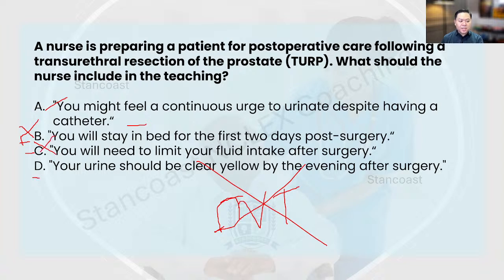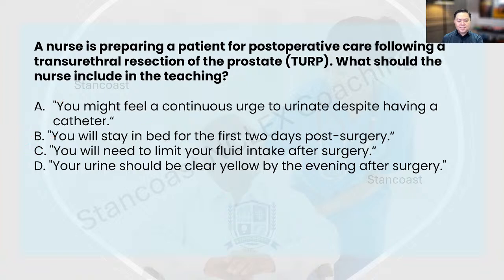What about letter D? Your urine should be clear yellow by the evening after the surgery. Is that realistic? Did we say that the urine flow will be clear already? No. Even during the first 24 hours or 48 hours, there will still be some pinkness in the coloration of the urine. And so this is not a realistic plan or statement. This is false reassurance. That is incorrect.